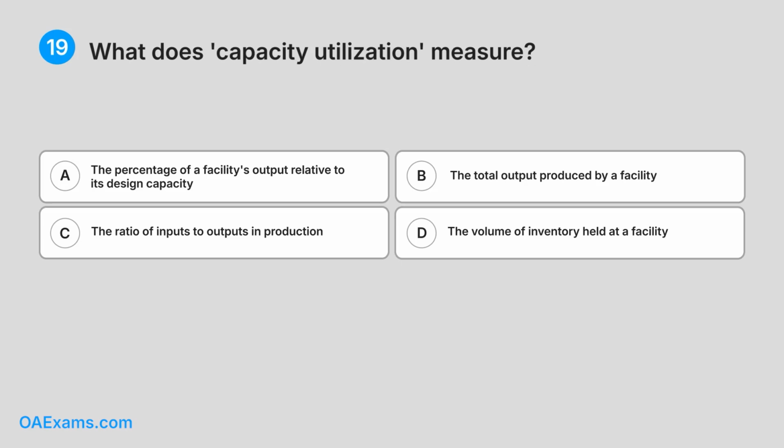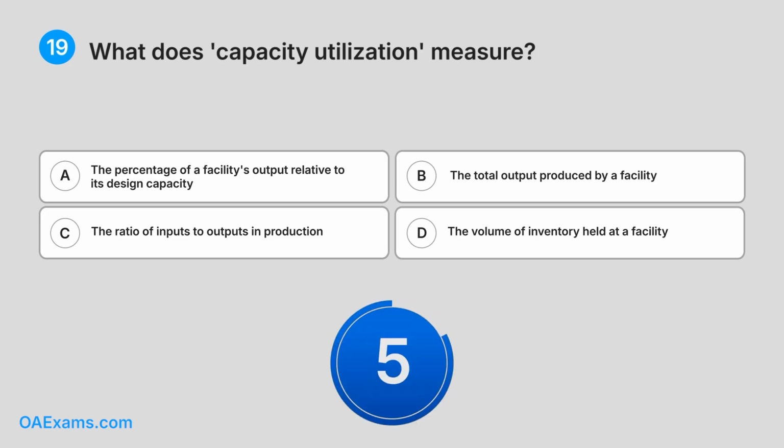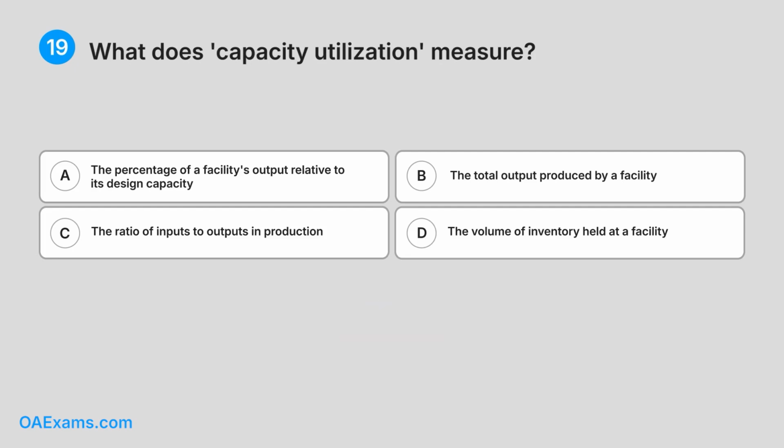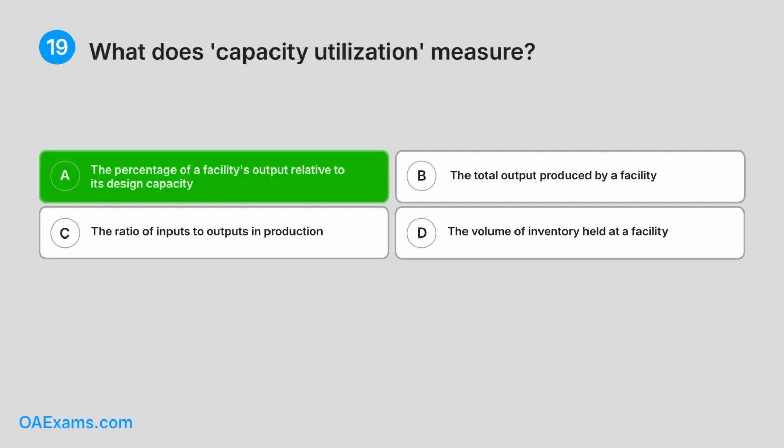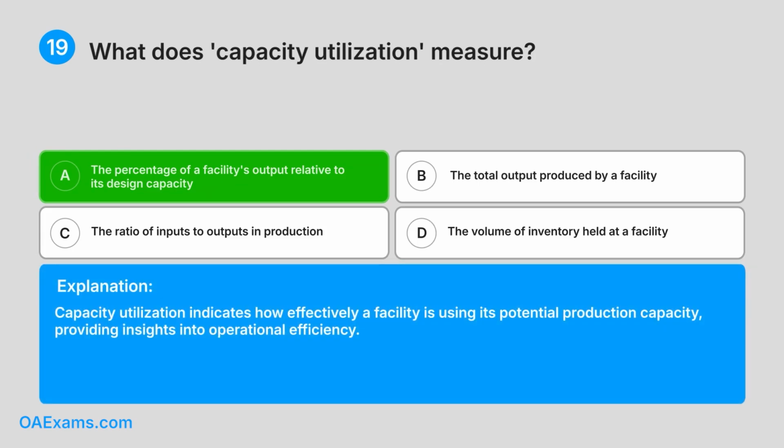19. What does capacity utilization measure? A. The percentage of a facility's output relative to its design capacity. B. The total output produced by a facility. C. The ratio of inputs to outputs in production. D. The volume of inventory held at a facility. Do you know the answer? Correct answer. A. The percentage of a facility's output relative to its design capacity. Explanation. Capacity utilization indicates how effectively a facility is using its potential production capacity, providing insights into operational efficiency.